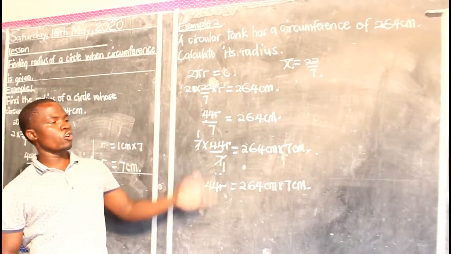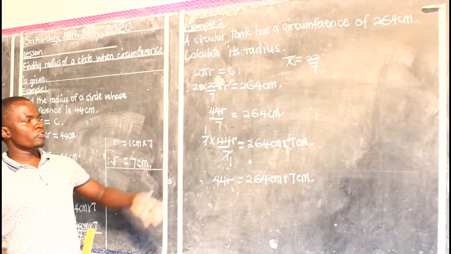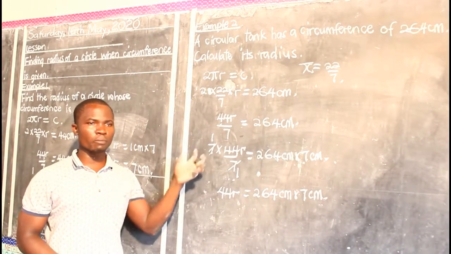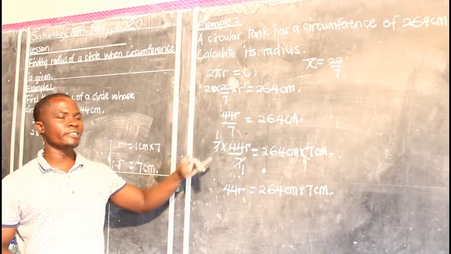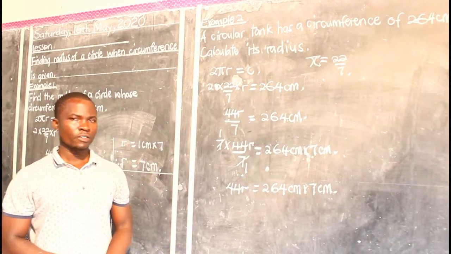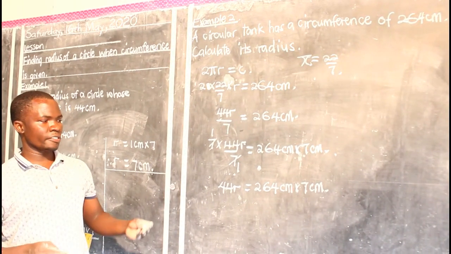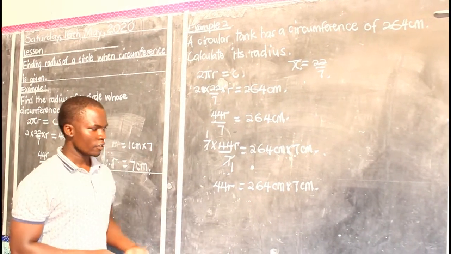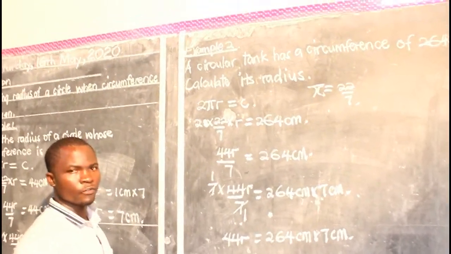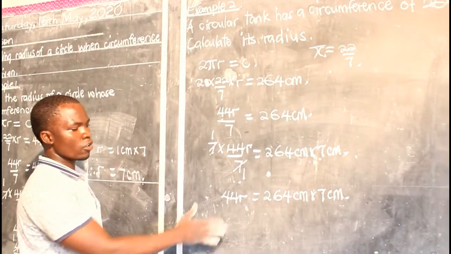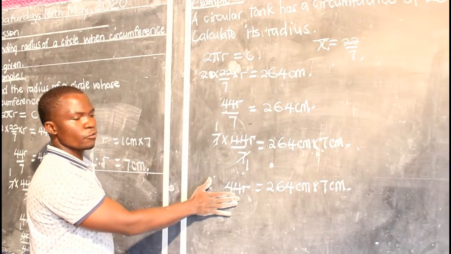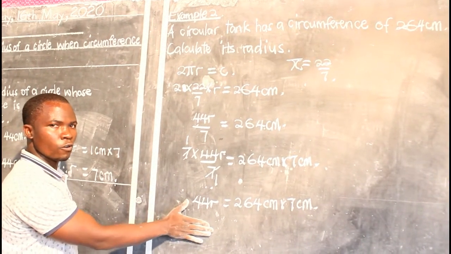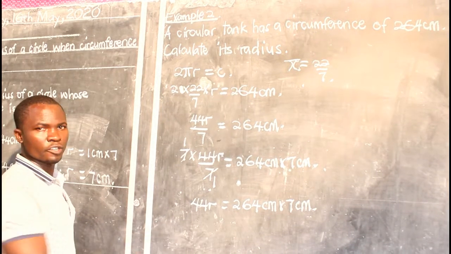Boys and girls, I hope you are following this. When you are writing your work, write your work neatly, and when you are working out, make sure your equal signs are maintained in a straight line. Okay? Neatness is emphasized here. So we shall now divide both sides by the coefficient, and our coefficient in this case is 44.